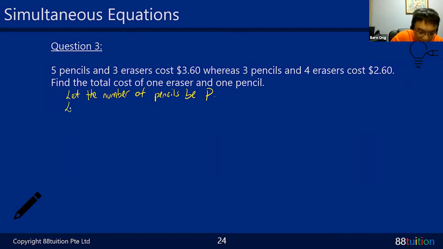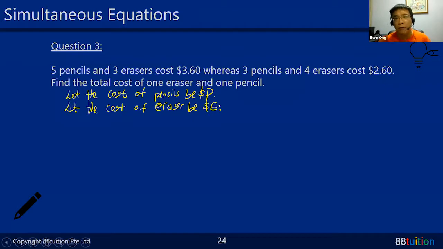All right. And now here, let the numbers of erasers, right? Or actually, they're talking about the cost. Oh yeah, not the number, let the cost of pencils be $P and the cost of eraser be $E. All right. So better to have good writing like this.